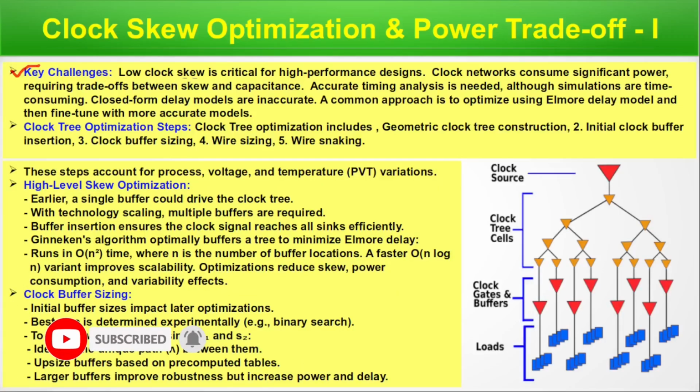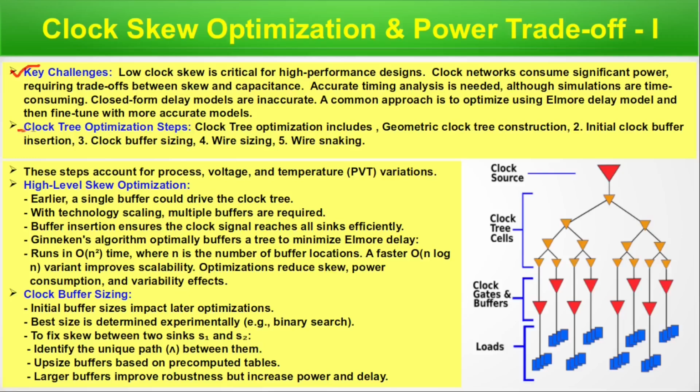Key challenges. Low clock skew is critical for high performance design. Clock networks consume significant power, requiring trade-offs between skew and capacitance. Accurate timing analysis is needed. All the simulations are time consuming. Closed form delay models are inaccurate. A common approach is to optimize using the Elmore delay model and then fine tune with more accurate models.